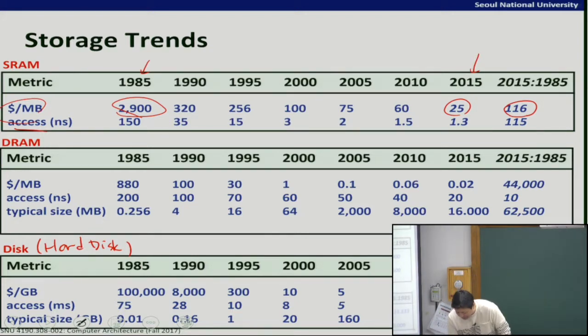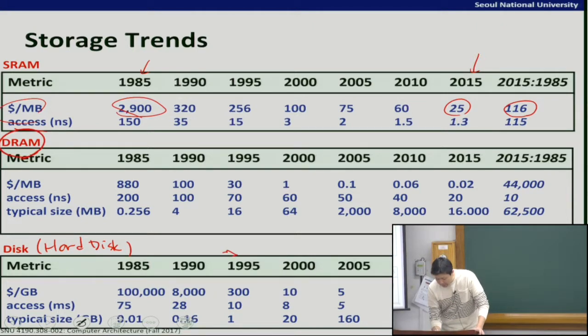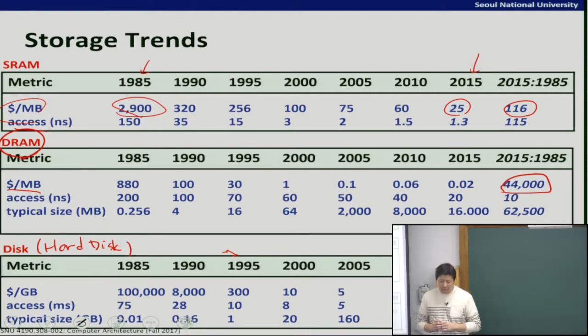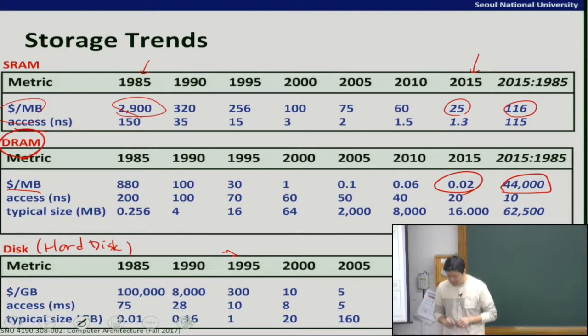But what about DRAM? DRAM actually scales a lot more dramatically. In this case, the cost per megabyte has scaled by an amazing factor of 44,000. In 1985, you had to pay $880 to buy a single megabyte of DRAM, but now the cost for the same device is only $0.02. So it's 44,000 times scaling in terms of dollars per megabyte.